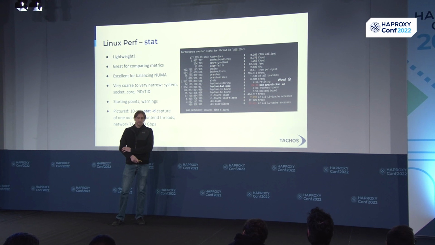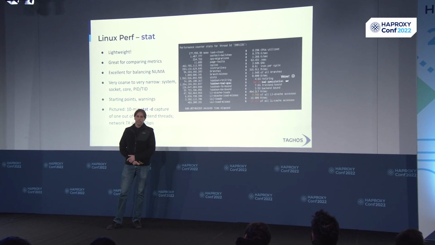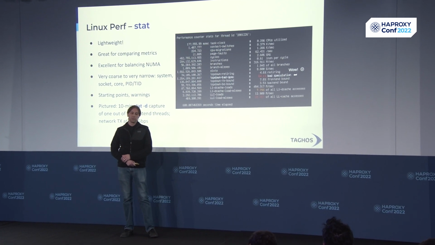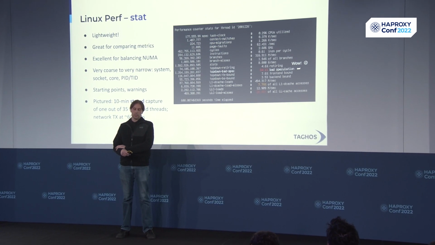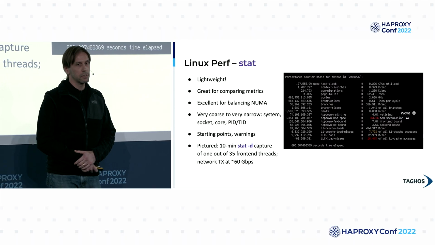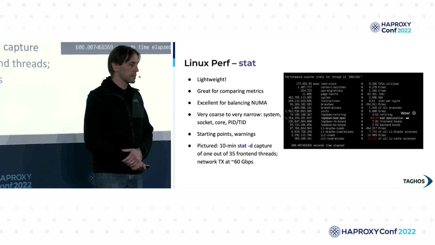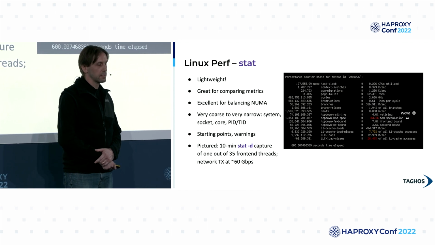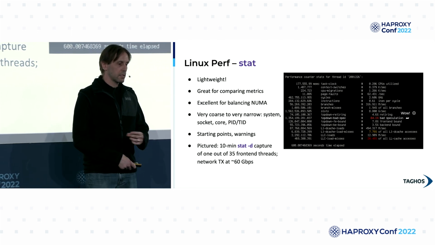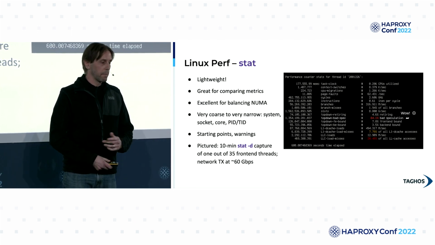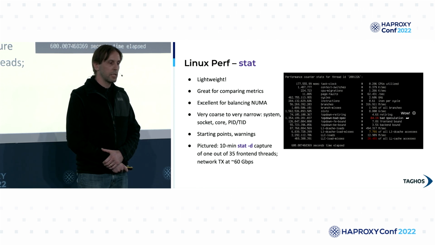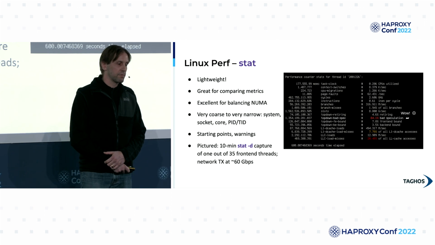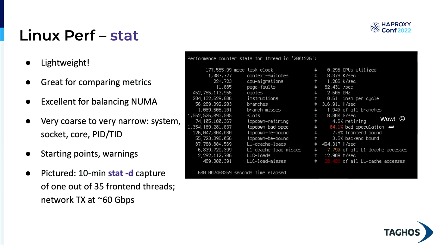It gives us many starting points and warnings, such as here we have a data collection where we focused on a single thread from the HAProxy front end, where we use 35 threads. The network interface was transmitting at about 60 gigabits per second at this time. This collection lasted for 10 minutes, and we can see a very high rate of bad speculation, which means that we have a lot of wasted work.